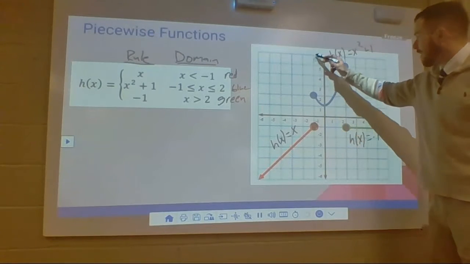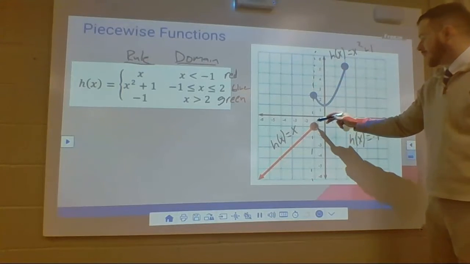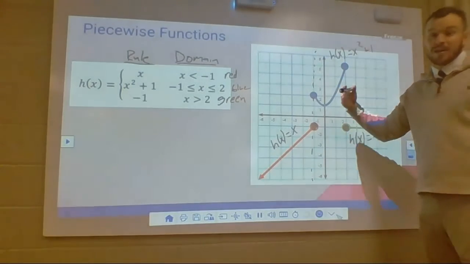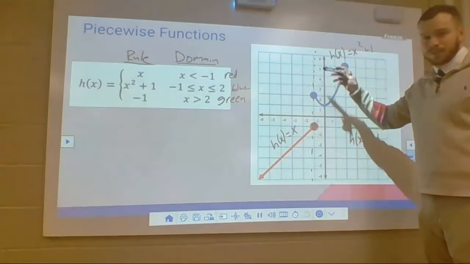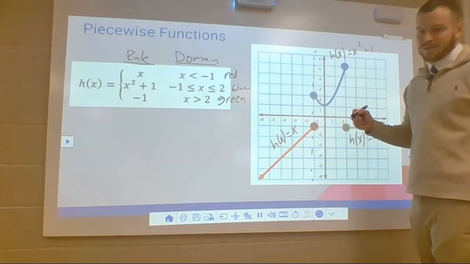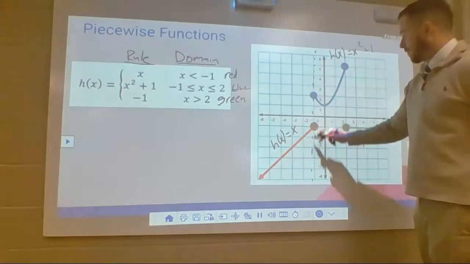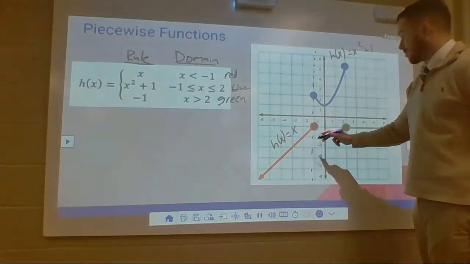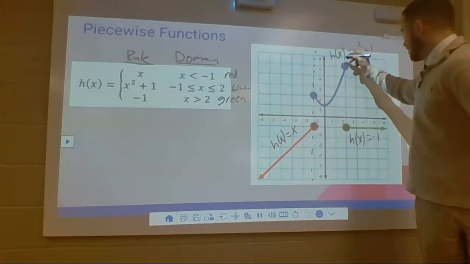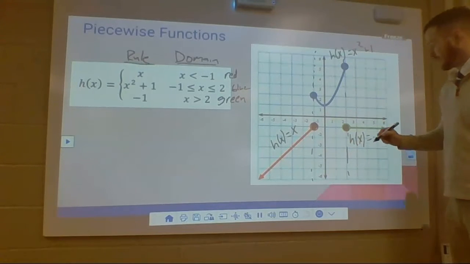There you go. It would not pass the vertical line test, would it? Because we'd have two different values of y for that x. We'd have two different output values for that input value. Remember, for a relation to be a function, there can only be one output value for each input value. Well, in this case, we have two input values, two output values there. Same would go here. Neither of these parts would pass the vertical line test.